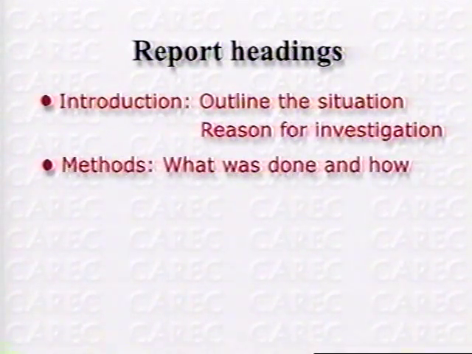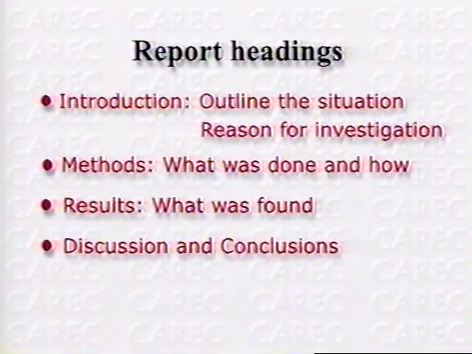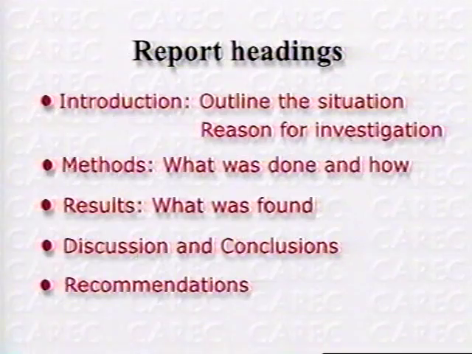Methods, to describe what was done in the investigation and how. Again, in the Kariba example, one would need to say that telephone interviews were done on 149 records, etc. Results, to say what was found. In the Kariba investigation, which foods were associated with illness and which were not. Discussion and conclusion, to interpret the findings and make a conclusion, such as the only food that was found to be significantly associated with illness was fried chicken. And recommendations, to suggest what should be done to control the problem and prevent it from reoccurring in the future.